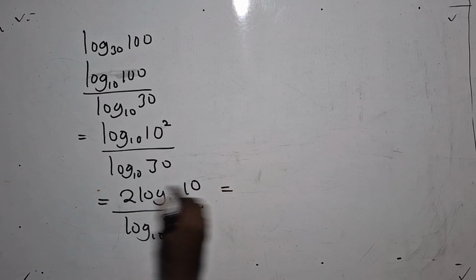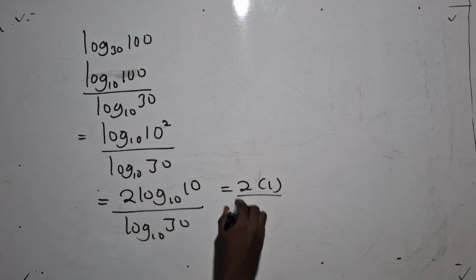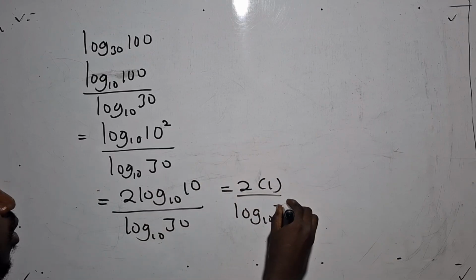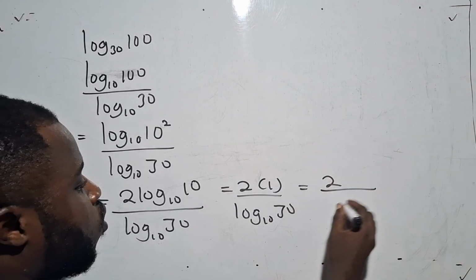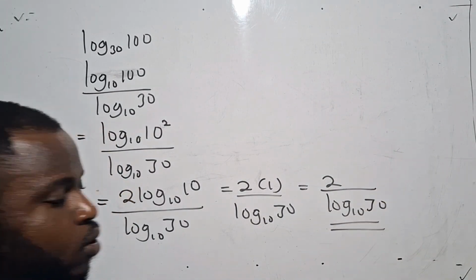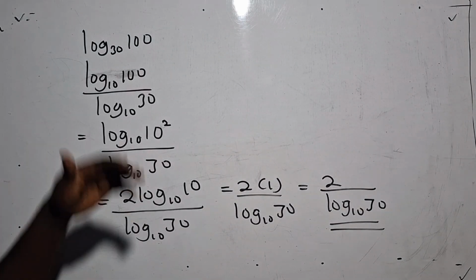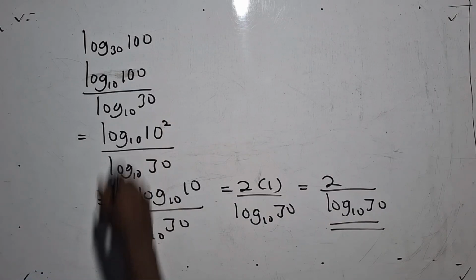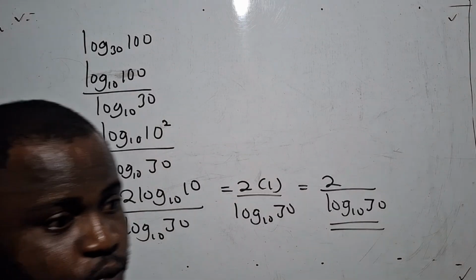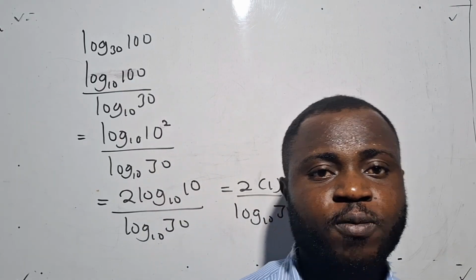Yes, so this top one is going to give me 2 times 1, log to the base itself is 1, then log base 10 of 30. So this will give me 2 on log base 10 of 30 as my final answer. So this is how we use the change of base method to solve any given log question. Yes, students demanded I make a lesson on it. That's why I've taken my time to explain. So this is the end of today's part on the change of base method on logarithm.